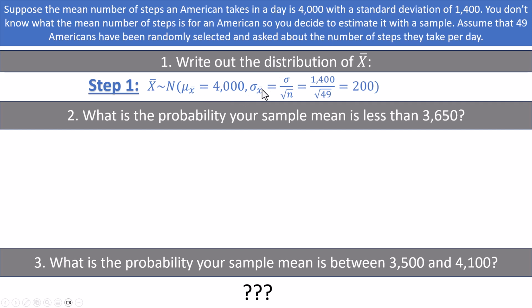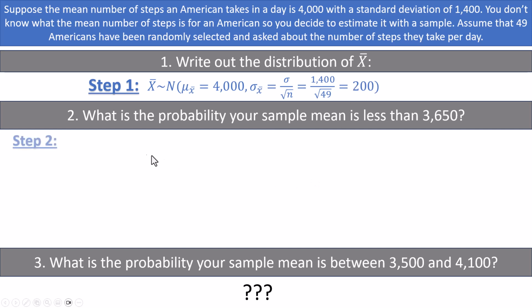And then the standard deviation, or what we call the standard error, can be found by taking that standard deviation and dividing by the square root of 49. Really, the way you can view this, the 200 that we get is, on average, if you take a sample mean of sample size 49, you could expect to get a number pretty close to 4,000, but it wouldn't be that surprising for the number to differ by about 200 from that. So like maybe up to 4,200 or 3,800. On average, the sample means would differ from 4,000 by about 200 steps.